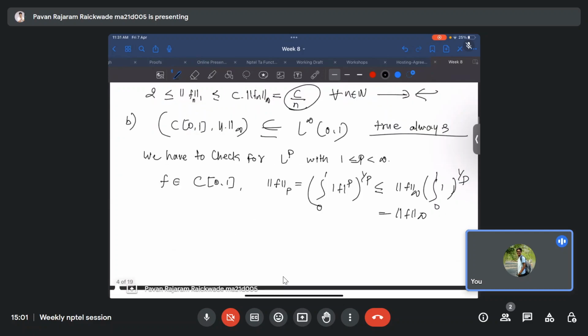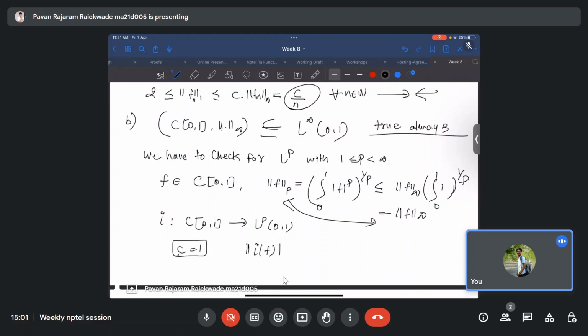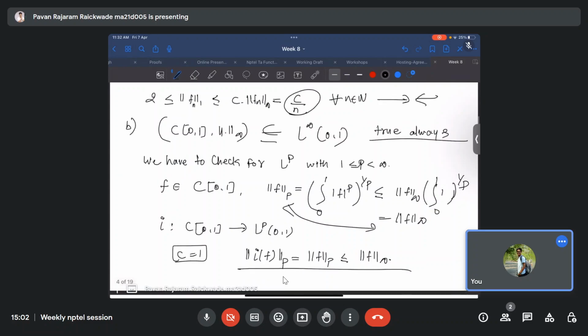Hence the inclusion is continuous, because if I include C[0,1] into L^p[0,1], then from this inequality you can see that the needed constant C is 1. So for any element f, the p-norm is less than or equal to the infinity norm of f. So the inclusion is straight away continuous. No need to check more.